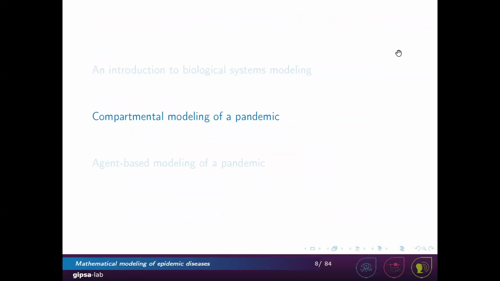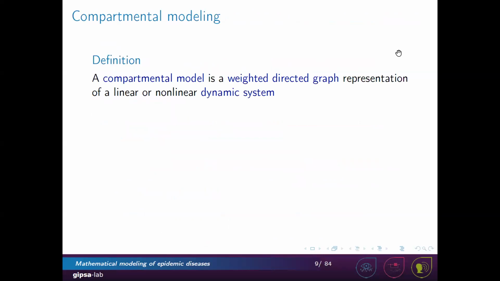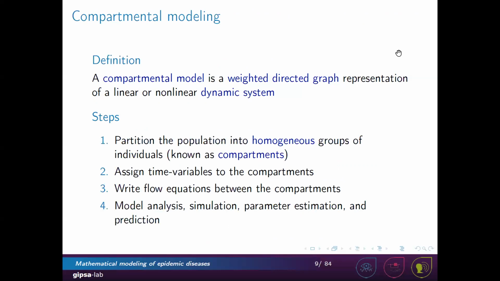Okay, let's move to the first approach, which was the compartmental model. By definition, a compartmental model is a weighted directed graph representation of a linear or non-linear dynamic system. The steps that we take for forming a compartmental model is to, first of all, partition the population into groups of homogeneous individuals known as compartments.